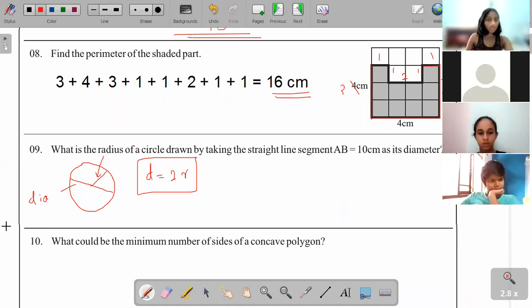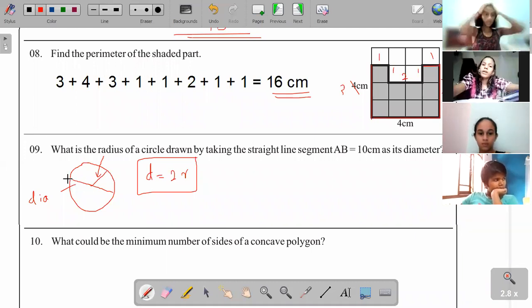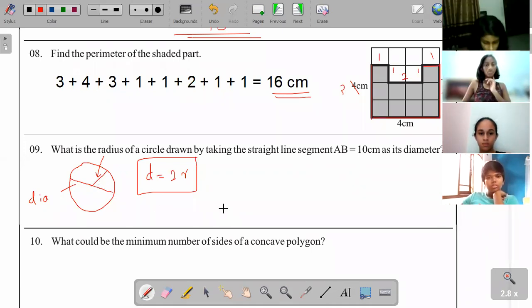Right? What is the diameter? It is twice the radius, no? Look at this. That's the radius and this one is another radius. Right? Diameter is twice the radius. Okay, this one diameter is 10 centimeters.